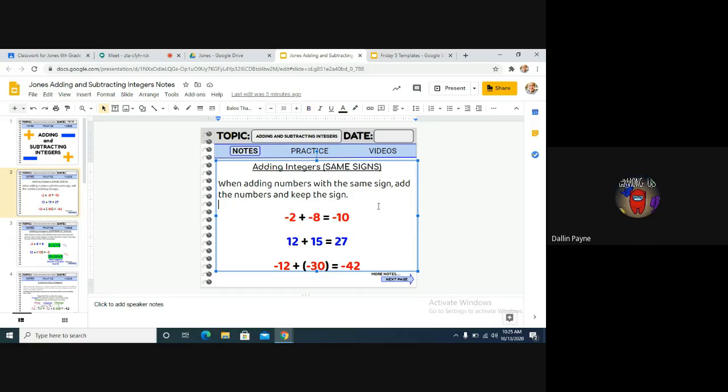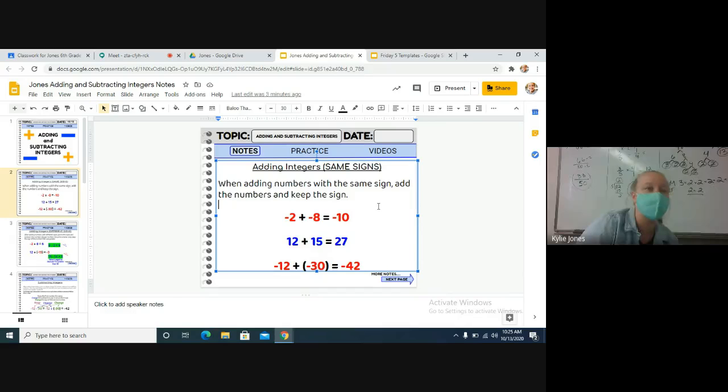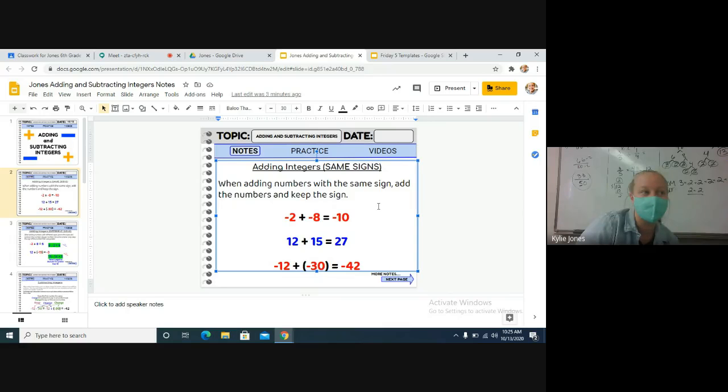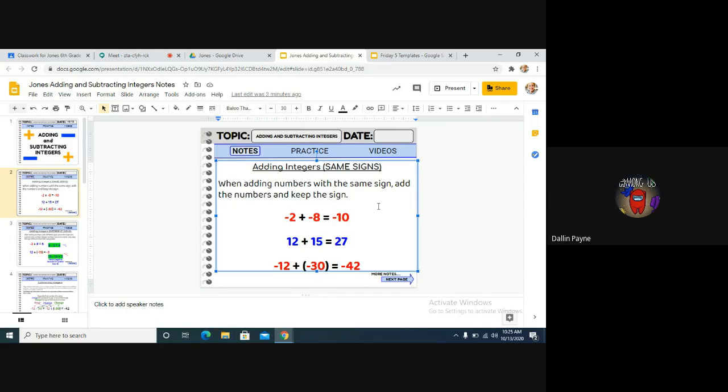Miss Jones, did you know 1 is colder than 0 degrees? Just 1 degree is colder than 0 degrees is what I thought it was. No, it would be the opposite. 1 degree is hotter than 0. I don't know where I heard that.